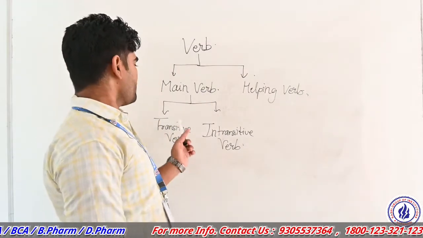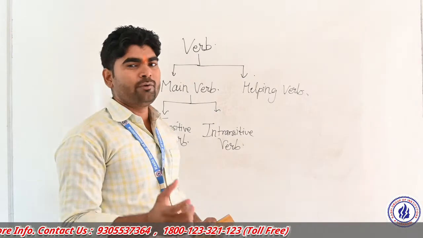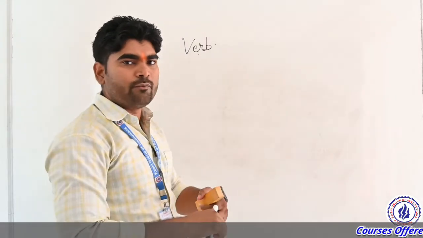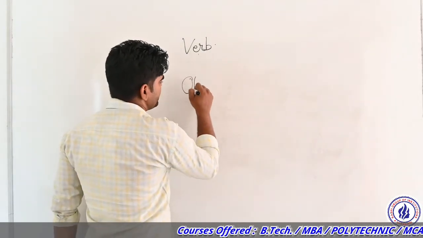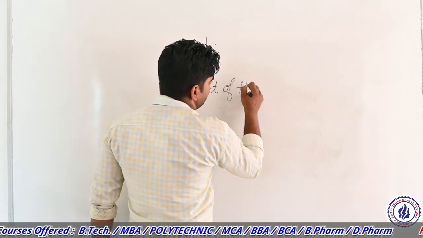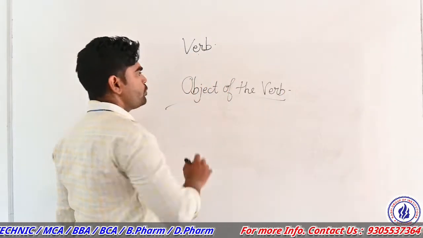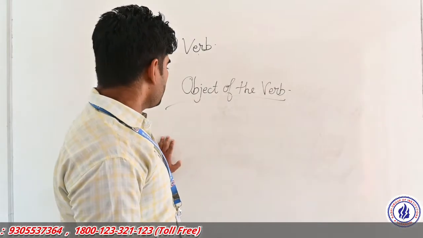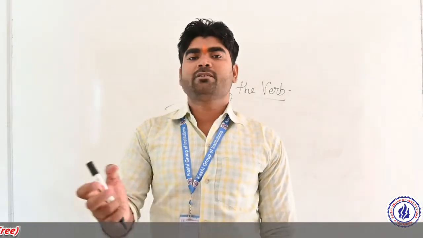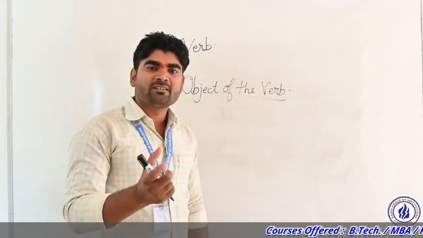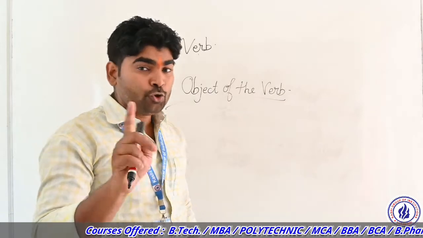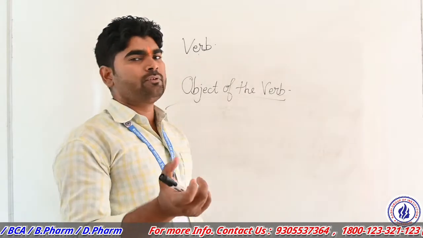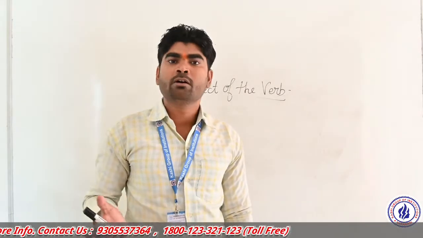Now, how to identify the transitive verb as well as the intransitive verb? Before going further, we will study a short topic called object of the verb. What do you mean by object of the verb? Of the main verb. In a sentence you have to find the object. Before identifying whether the sentence is transitive or intransitive, you should be able to identify the object of the verb. If you are not able to, there will be a tough situation in identifying the transitive or intransitive verb.